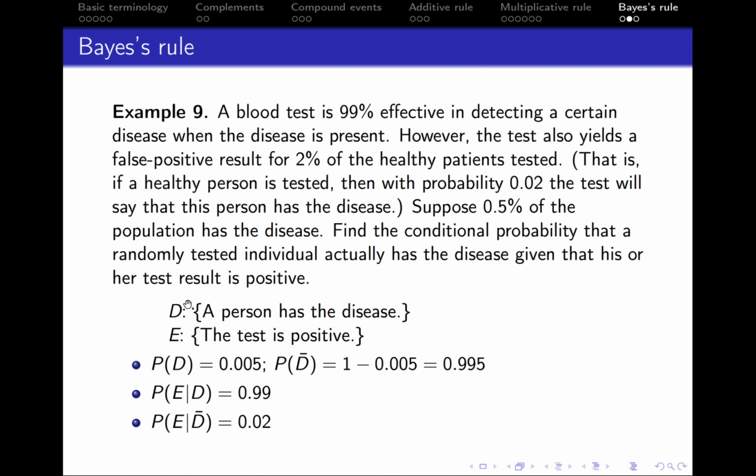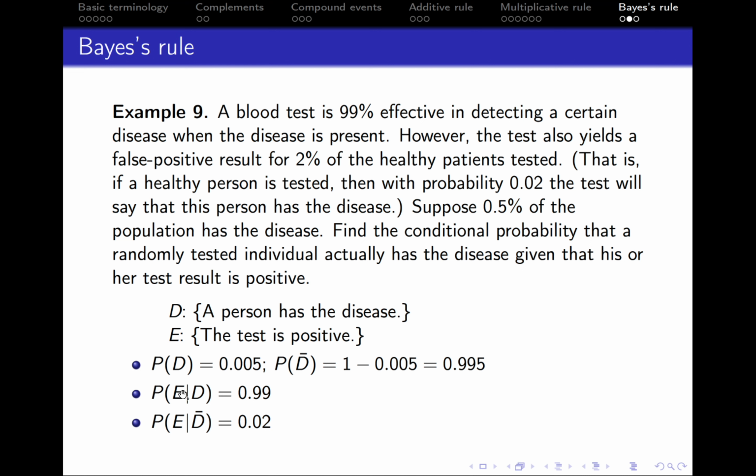So let's define some events. Event D will represent a person having the disease, and event E is that the test is positive. From this description, we know the probability of a person having the disease. It's 0.5% or 0.005, because we know that only 0.5% of the total population has this disease. Therefore, the complementary probability of event D would be just 1 minus 0.005, so 0.995.